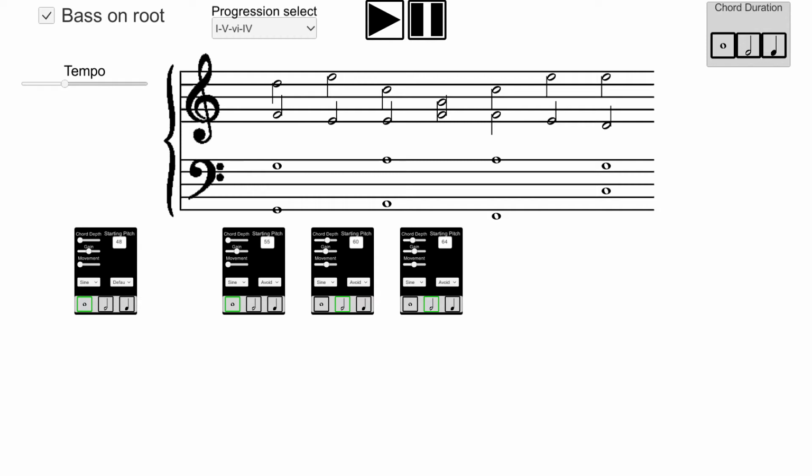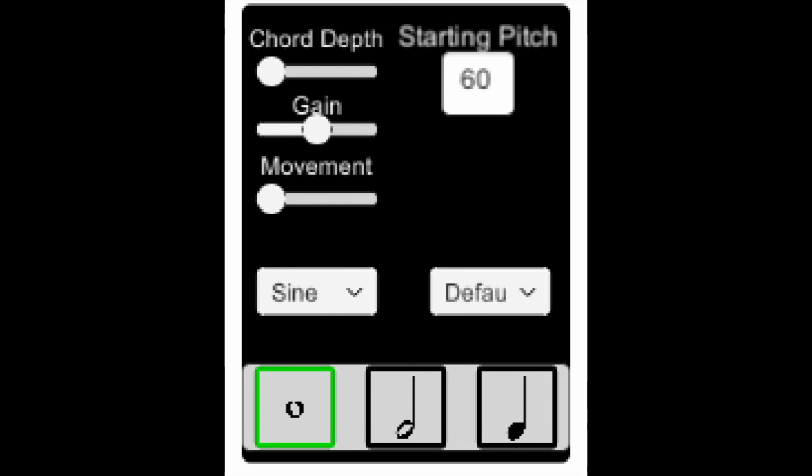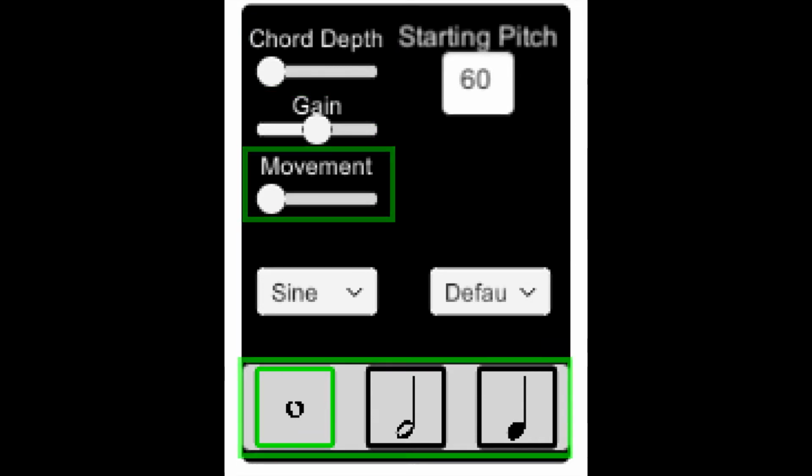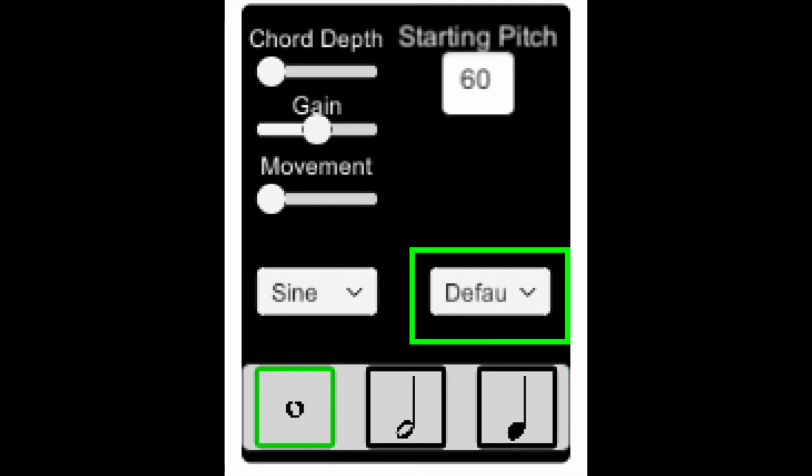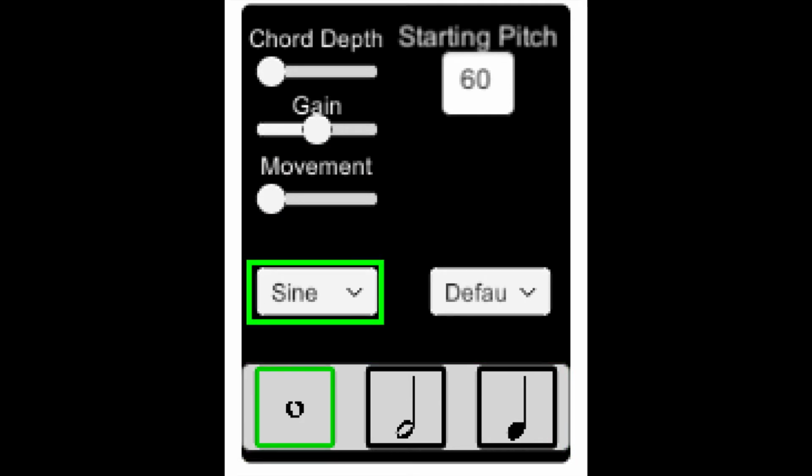During this generation, the user may continue to alter parameters such as the duration of each chord, whether or not the bass line is constrained to the root of the chord, and the chord progression. Additionally, the user may set parameters for each voice individually, such as the chord depth, gain, spontaneous movement, note duration, voice behavior, and the waveform. We will now discuss some of these parameters in more depth.